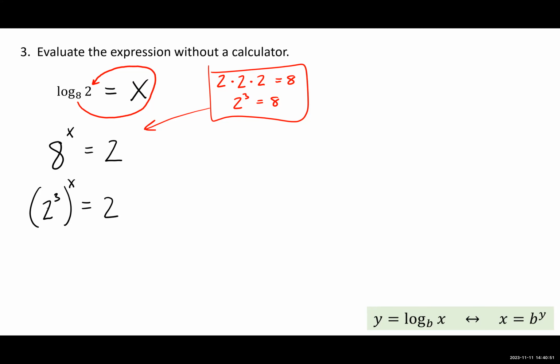Okay, and one of our rules of exponents says that if you have an exponent raised to another exponent, you multiply the exponents. So the left-hand side would be 2 to the power of 3x. And on the right, any number raised to the first power is equal to itself. So we've matched up the base: 2 to a power equals 2 to a power.